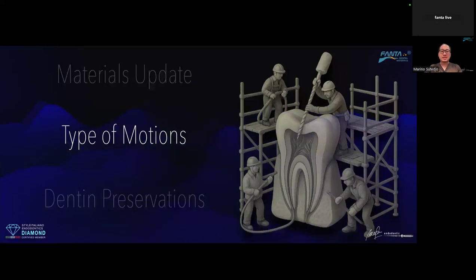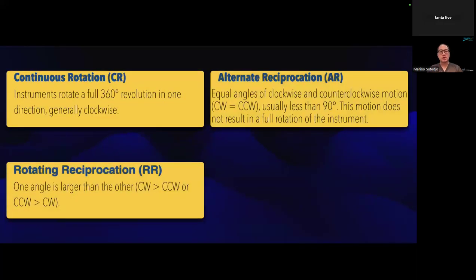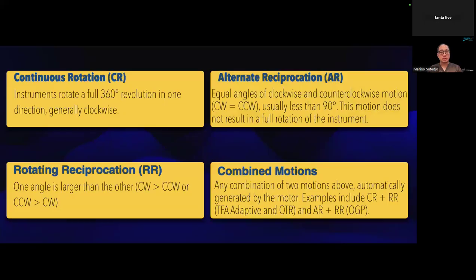So now let's also discuss the types of motions. We know in this modern era we have four types of motions. First, we call it continuous rotation, in which the instrument rotates fully 360 degrees in one direction, and usually it's clockwise. So it keeps going like this.